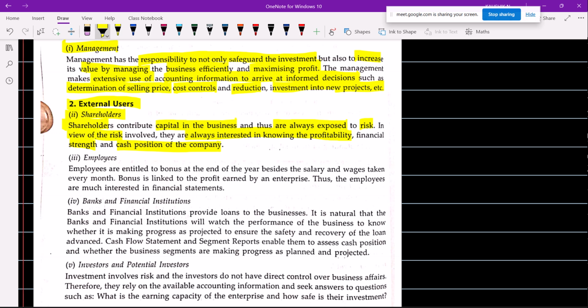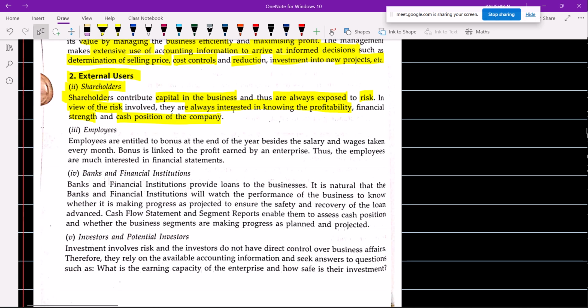Yes, now who's ready to go with employees? Please. Employees are entitled to bonus at the end of the year besides the salary and wages taken every month. Bonus is linked to the profit earned by an enterprise, thus, the employees are much interested in financial statements.